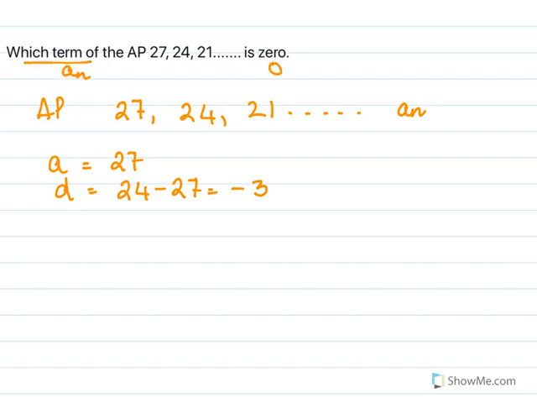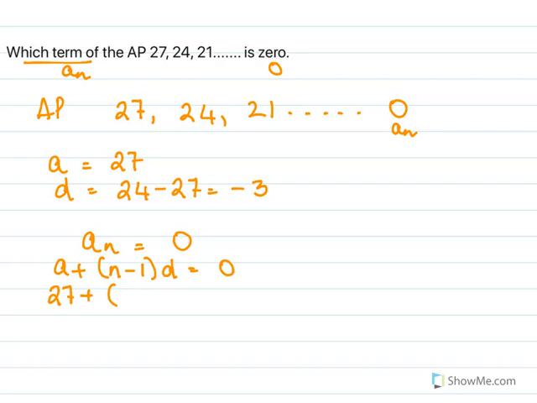So we must know here which term is 0, and we must know AN. So we have AN equal to 0. We know AN is A plus (N minus 1)D equal to 0. That is 27 plus (N minus 1), D is minus 3, equal to 0. Open the bracket: minus 3n plus 3 equal to 0.